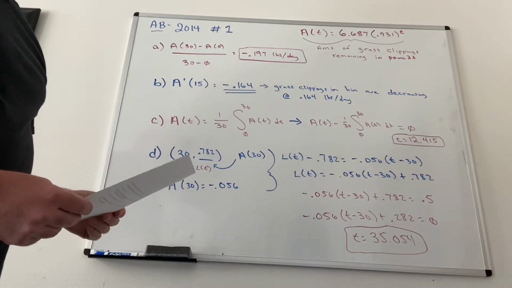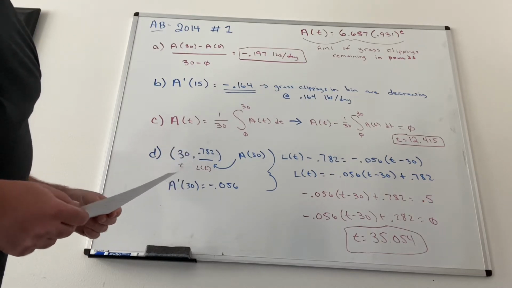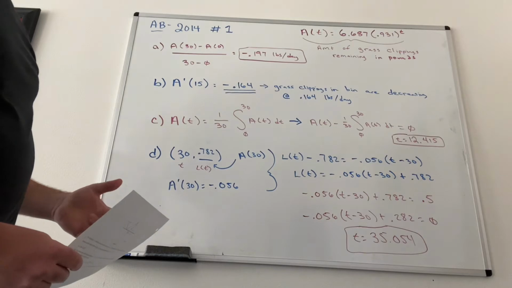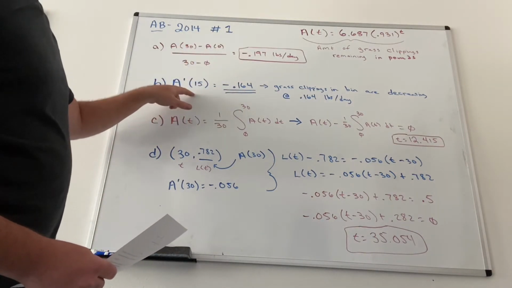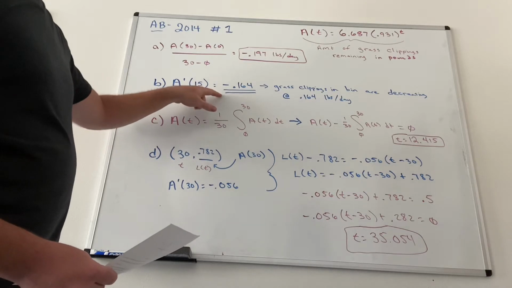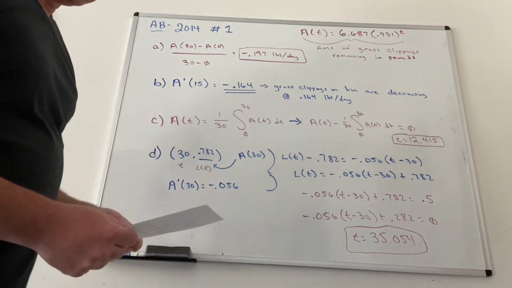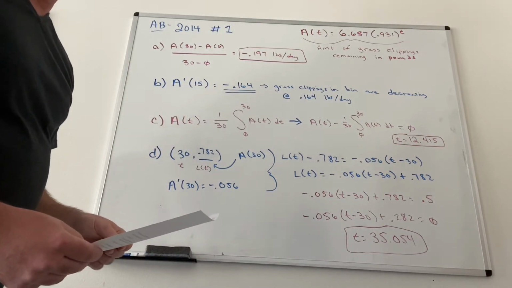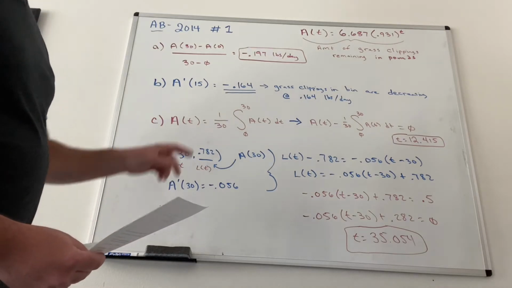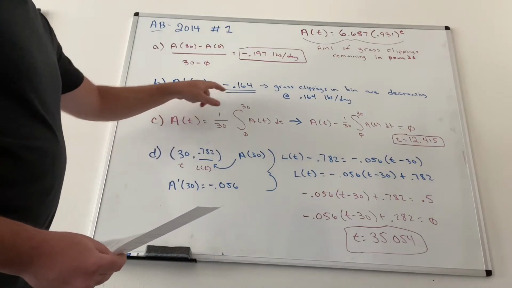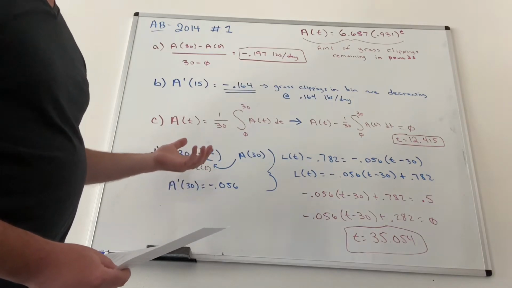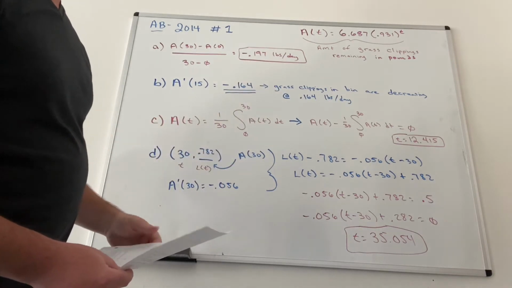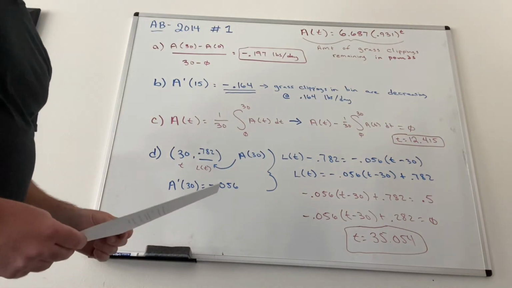Part B, find the value of A prime of 15. Okay, so you just type in math 8, type in A of T, 15, hit enter, negative 1.64. It asked me to interpret the meaning of this. So since it's negative, that means that the amount of grass clippings in the bin is decreasing, and it's decreasing at a rate of 0.164 pounds per day.